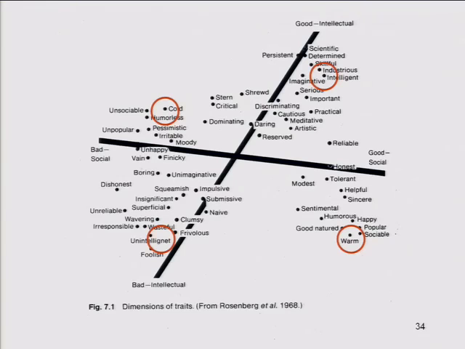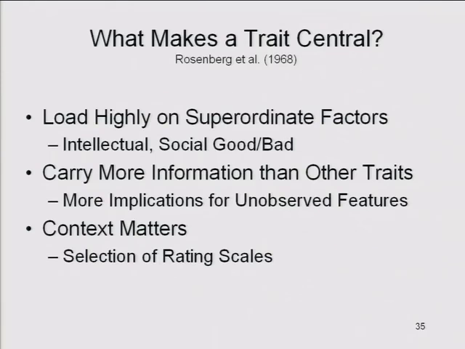Now, you won't find polite and blunt on here. Rosenberg didn't actually look at that one, but the implication is that if we could locate polite and blunt in this matrix someplace, it would be way off. It wouldn't lie close to either of these factors. That's because in Rosenberg's reanalysis, it's by virtue of loading highly on one or the other of these two big factors in personality that central traits carry more information than peripheral traits. Central traits simply have more implications for unobserved features of personality.